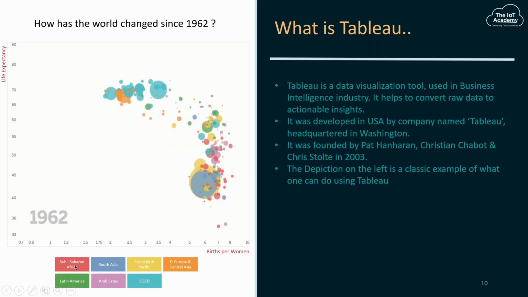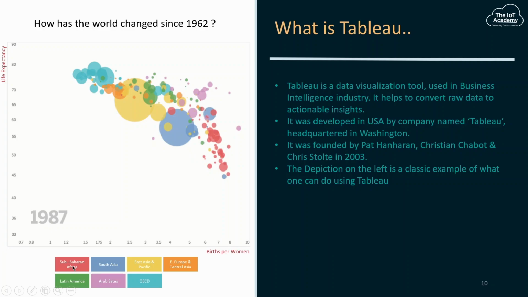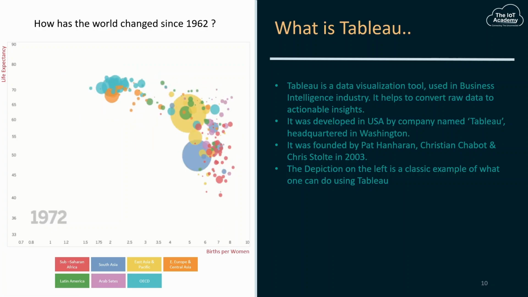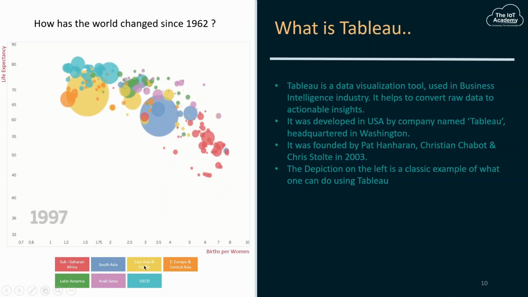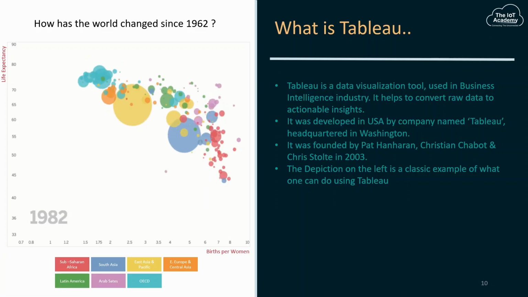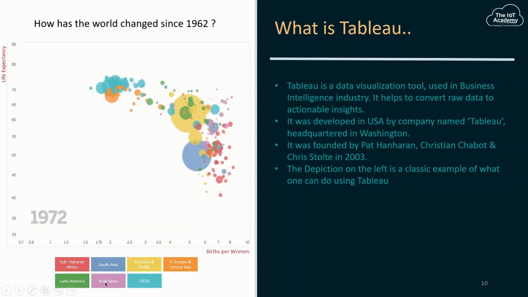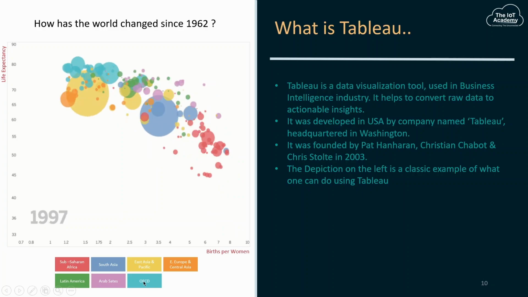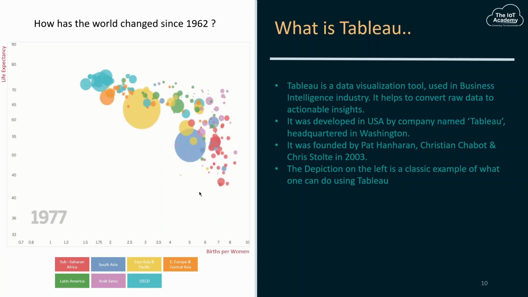The color representation is as follows. Red color represents sub-Saharan African countries, blue color represents South Asia, yellow color represents East Asia and Pacific region, orange color represents East Europe and Central Asia, green color represents Latin America, purple color represents Arab states, and sky blue color is represented by OECD countries.